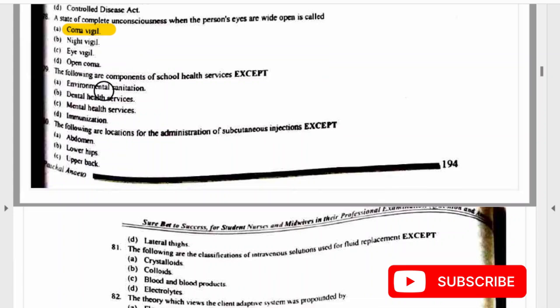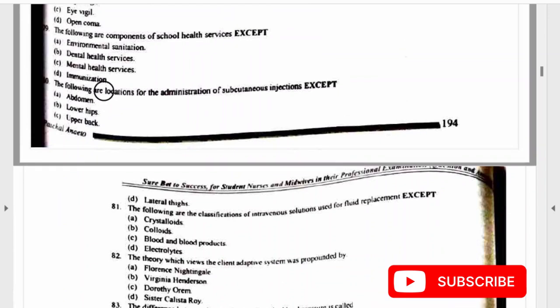The following are components of school health services except. For those people who have not been reading your community health, please go back to it. This question is from that.